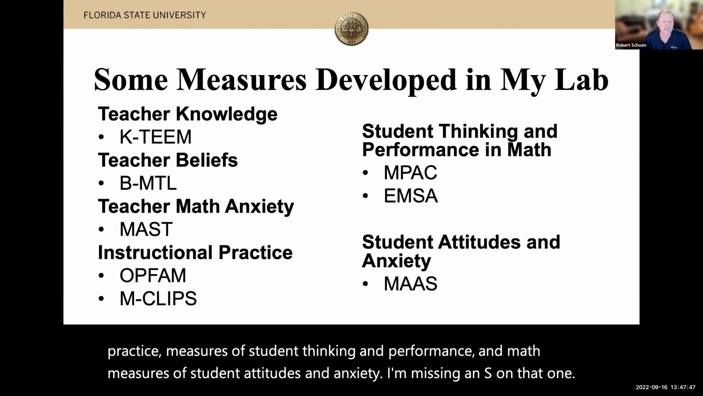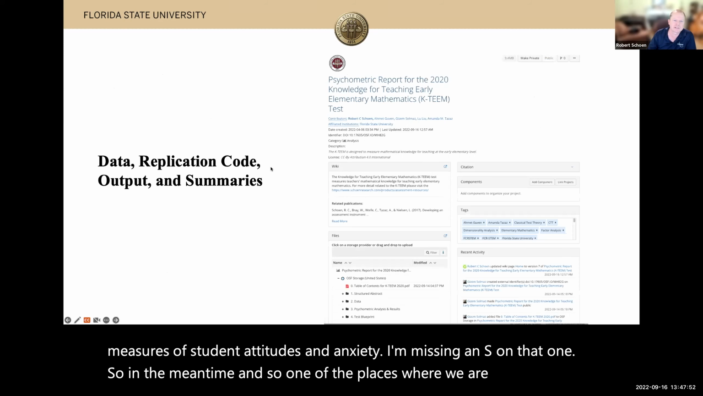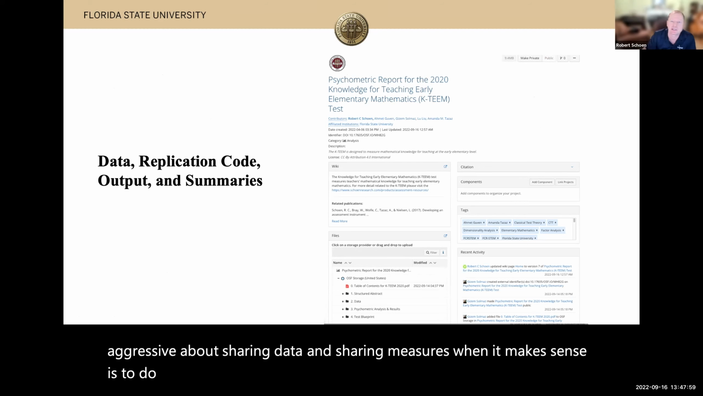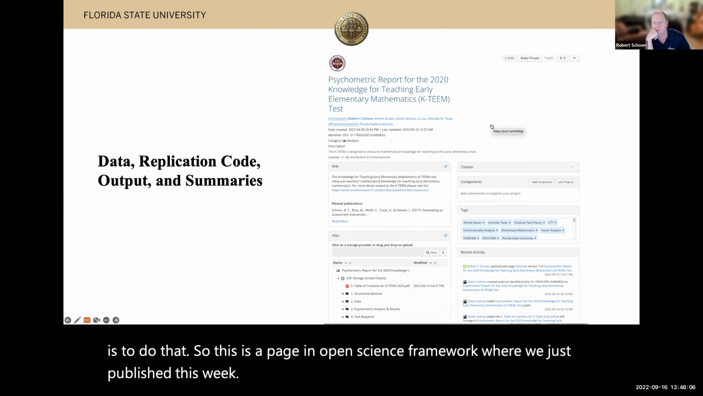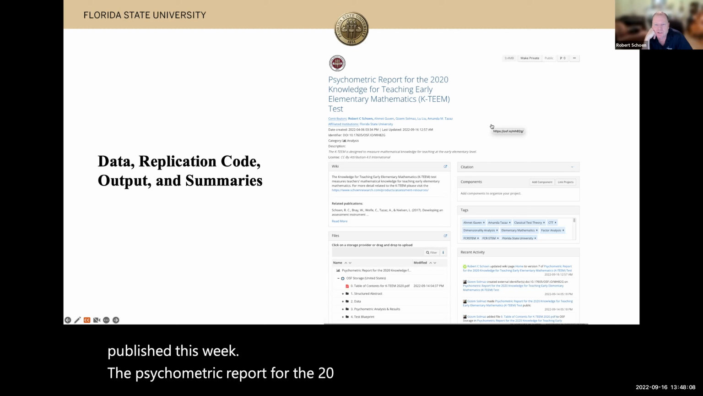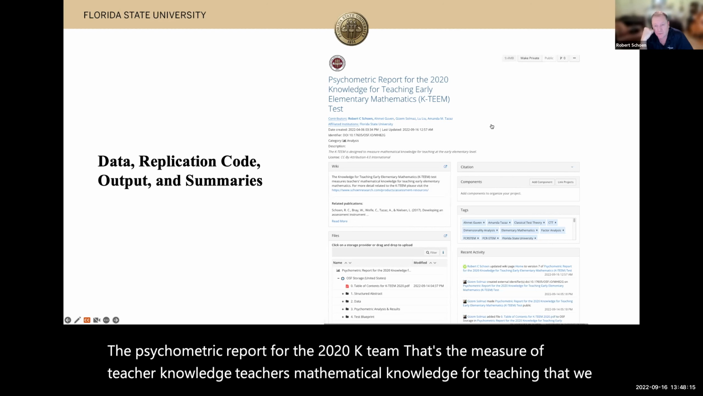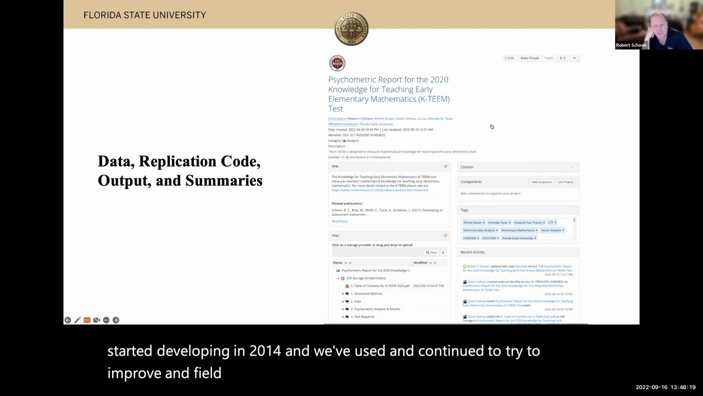So one of the places where we are being the most aggressive about sharing data and sharing measures when it makes sense is to do that. So this is a page in Open Science Framework where we just published this week the psychometric report for the 2020 K-team. That's the measure of teacher knowledge, teachers' mathematical knowledge for teaching that we started developing in 2014, and we've used and continued to try to improve and field test every year since.